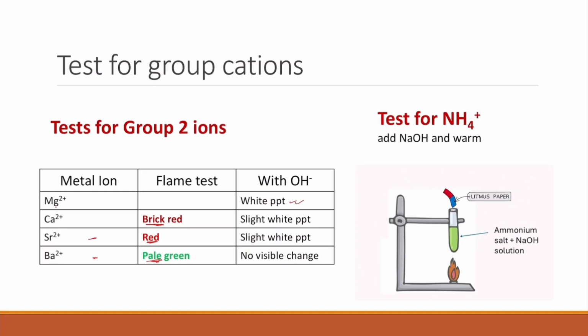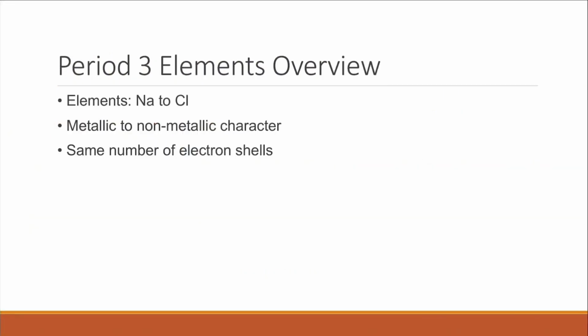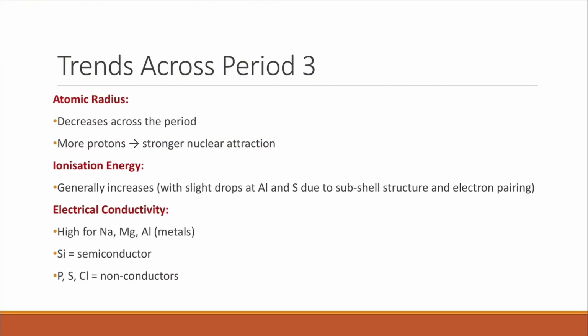Finally, test for ammonium ion. So the ammonium ion, if you add sodium hydroxide... Period three elements and their oxides. Period three elements are the elements from sodium to chlorine. They have a changing character from being metallic to more non-metallic, and they all have the same number of electron shells. The trends across the period, first, the atomic radius will decrease across the period.